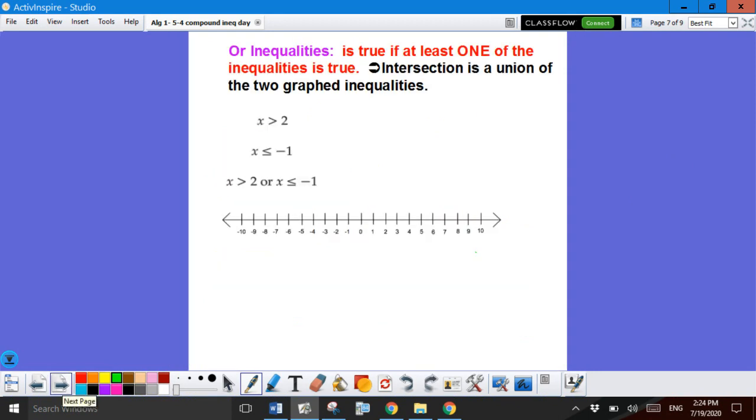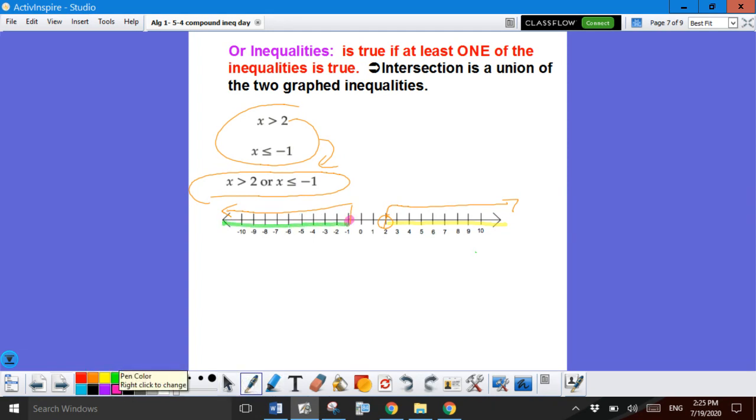All right, let's take a look at an or inequality. So we have these two inequalities. So these are exactly the same. We have x is greater than 2. So open circle to the right. My solutions would be here. And I have -1, closed circle, and I'm going to the left. Well, the solution on that one are this way, okay?